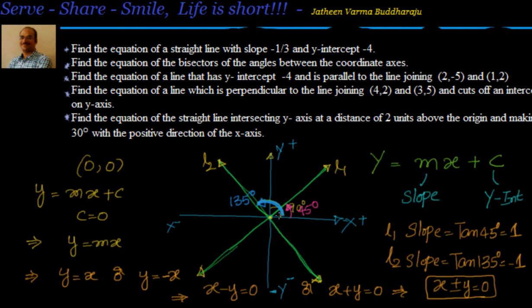The angle between any coordinate axes, if you take any quadrant, is 90 degrees. So the angular bisector makes an angle of 45 degrees with the positive direction of the x-axis, and another line makes 135 degrees with the positive direction of the x-axis. These two are the angular bisectors. Let's look at the next problem.